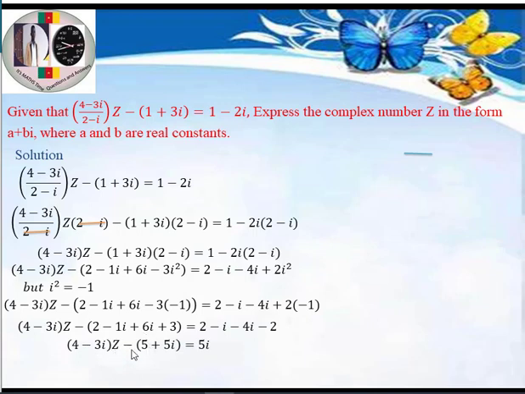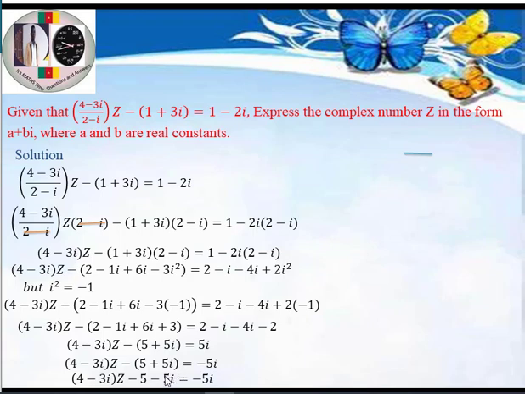Now if we open up the bracket for this 5 + 5i, we know that this minus will affect everything in the bracket, so the signs will change from positive to negative, and we are going to have (4 - 3i)z - 5 - 5i = -5i.